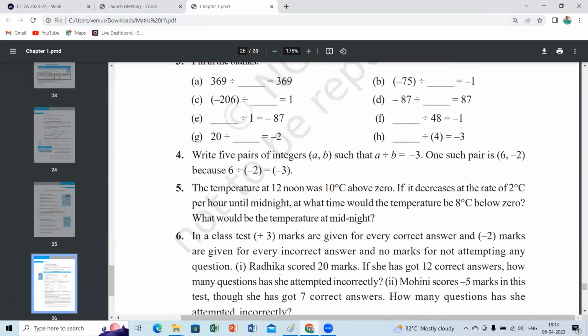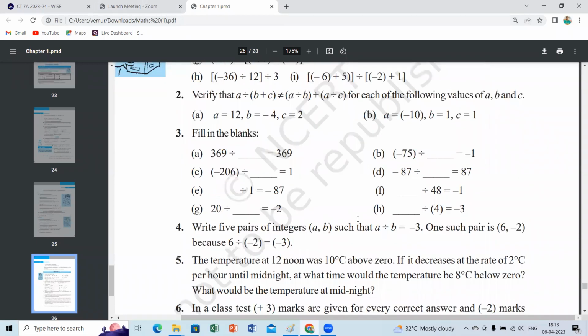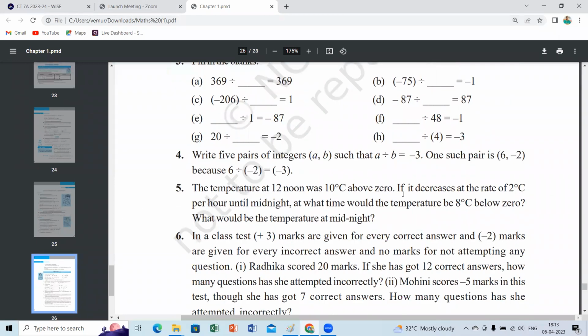That's about your third bit. The second bit verification part we will do. Wait, children, wait. Don't worry. Now write 5 pairs of integers A, B such that A divided by B is minus 3. One pair is 6 and minus 2, because 6 divided by minus 2 is minus 3. You need to make 5 pairs. Can you text me the 5 pairs, please? Both of you, please text me 5 pairs. Who will give first?